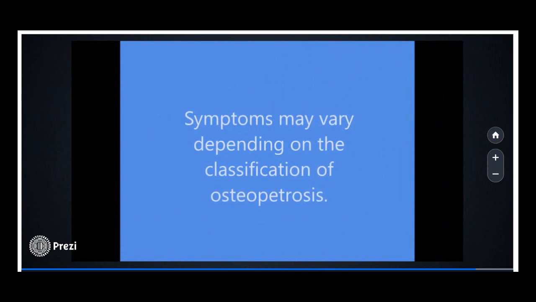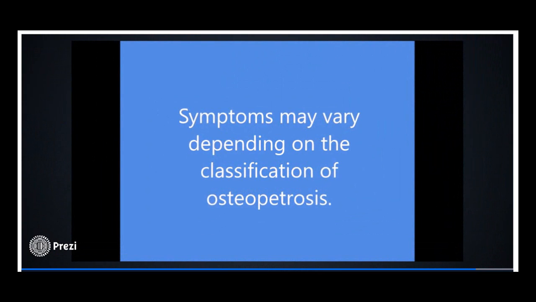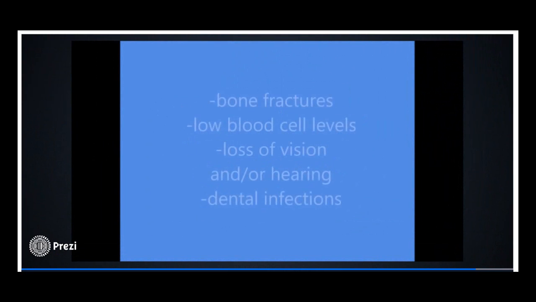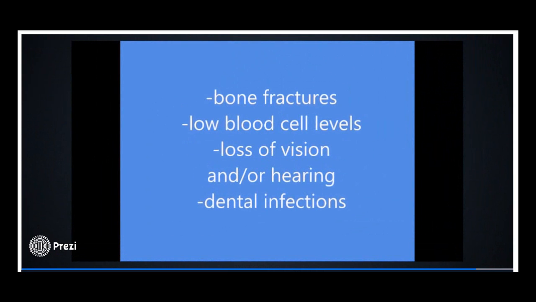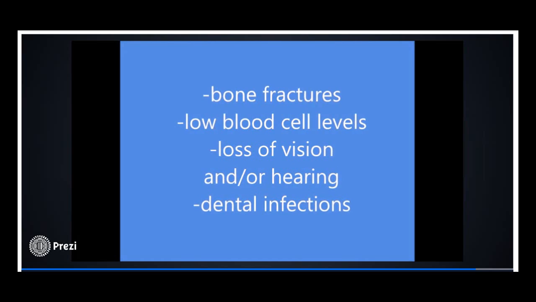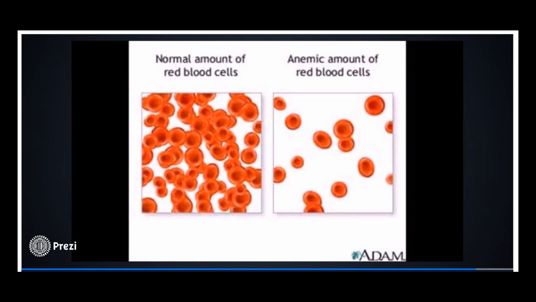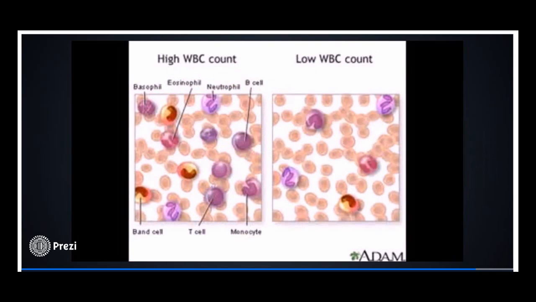The symptoms of osteopetrosis vary between the different levels or classifications. However, the most common symptoms are bone fractures, low blood cell levels, impaired vision or loss of hearing, and/or dental problems related to infections. Due to fewer blood cells being made, this can cause complications such as anemia, different bleeding problems, and many infections due to low white blood cells.